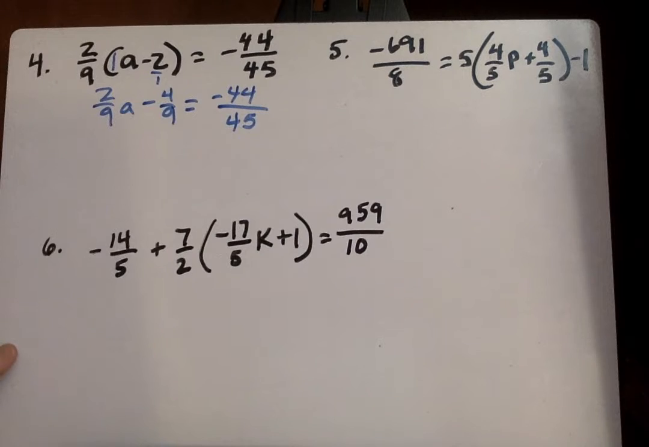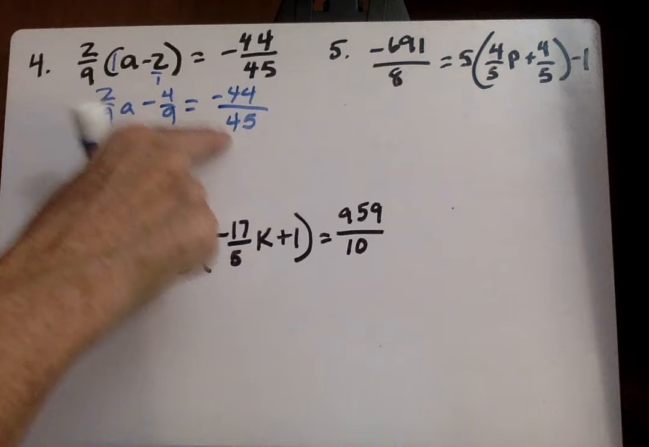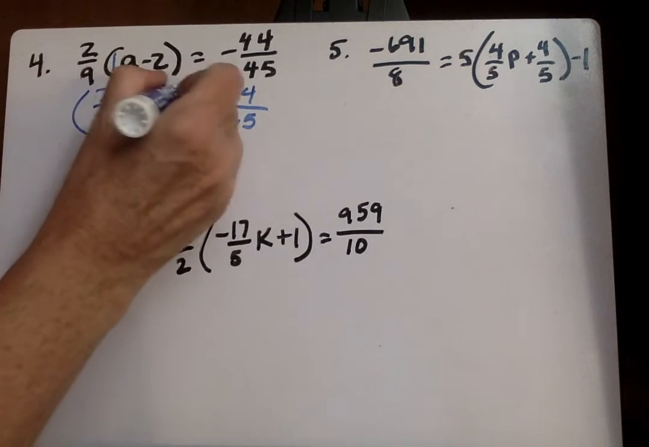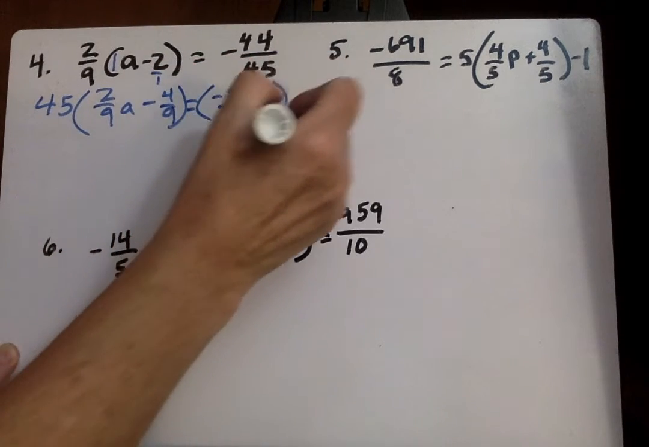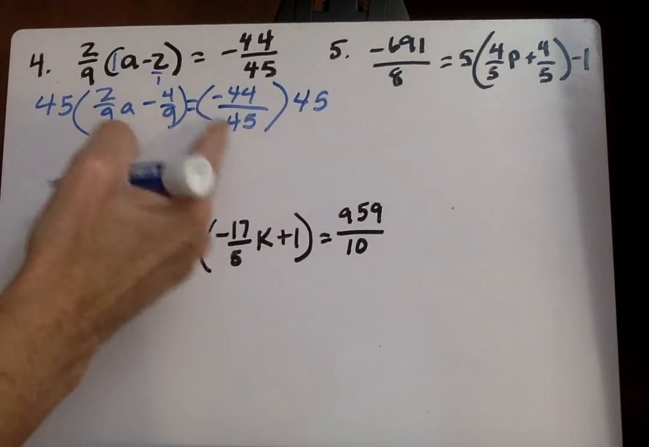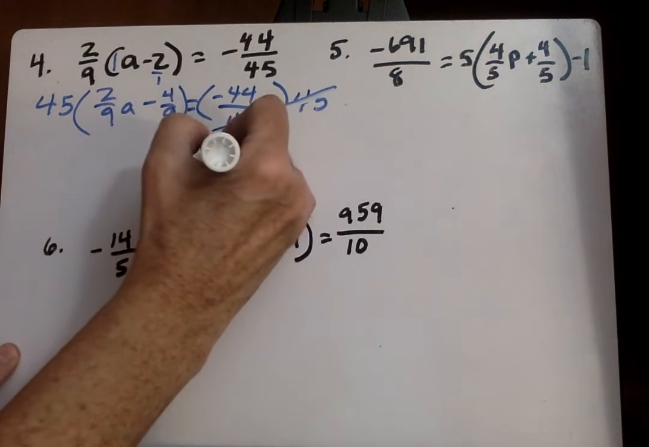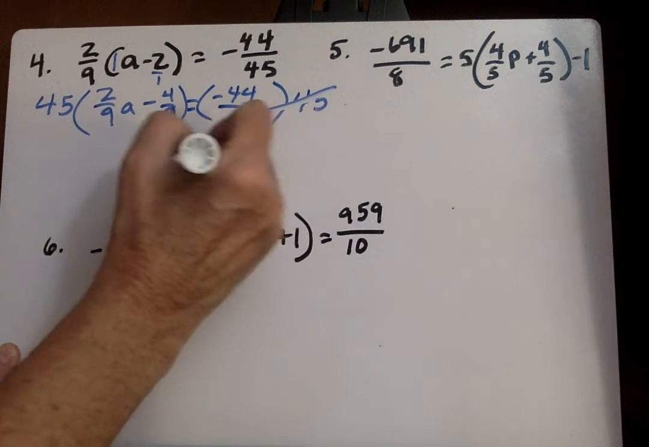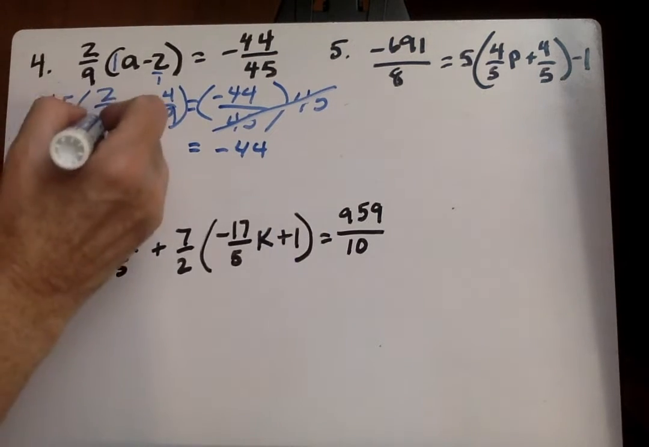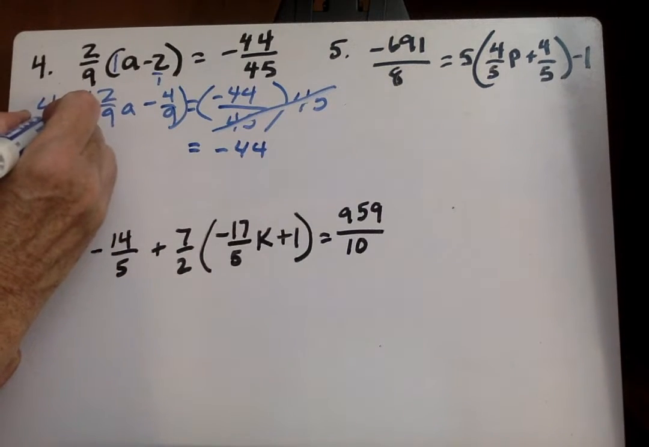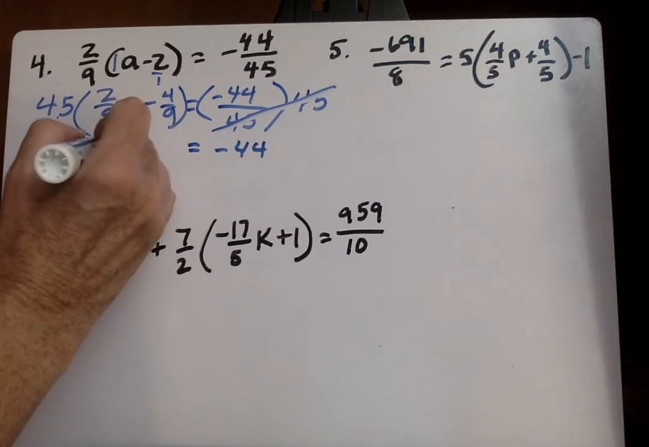Now, the first thing I want to check is to see if the smaller number will go into the larger number. 9 goes into 45 evenly, so we can multiply both sides by 45. If it's the exact same number as the denominator, then we can cancel it out, and we're left with negative 44 on this side. Here, if we multiply by 45, 9 goes into 45 5 times, and 5 times 2 is 10. So we have 10A over here.